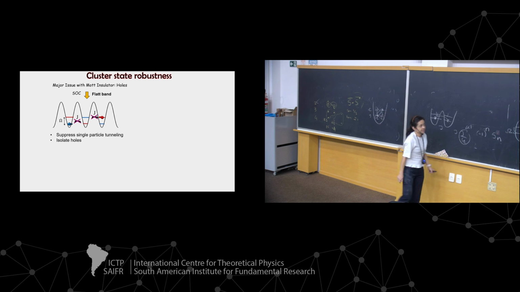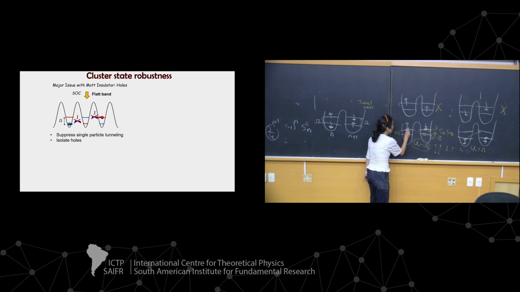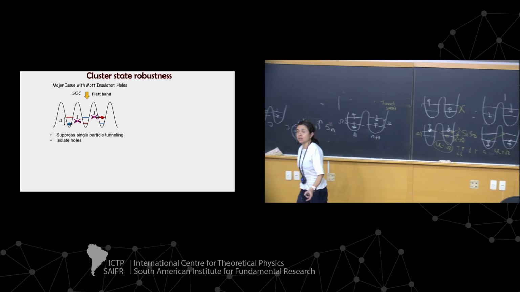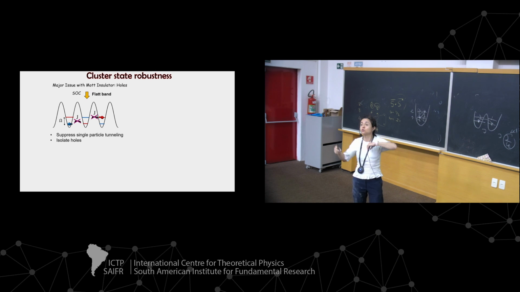The advantage here is that this will not happen. Why? Because if you have a particle here and it has to tunnel onto here, it has to reduce its energy by omega, and this is not necessarily easy. So the tunneling is not going to happen because it is suppressed by omega, and therefore the holes are not going to be mobile. If the holes are not mobile, they are not going to diffuse across your system, and they are not going to screw up your cluster state.